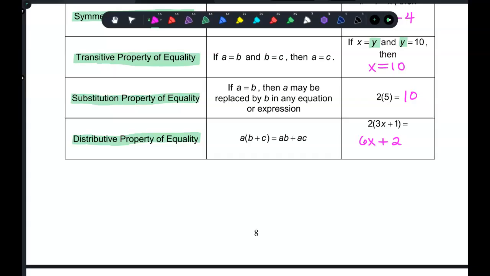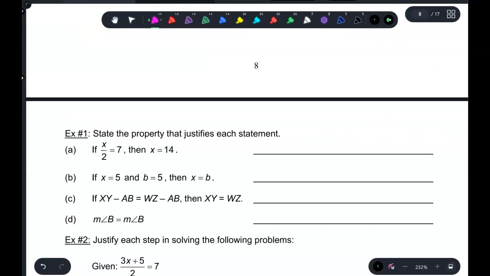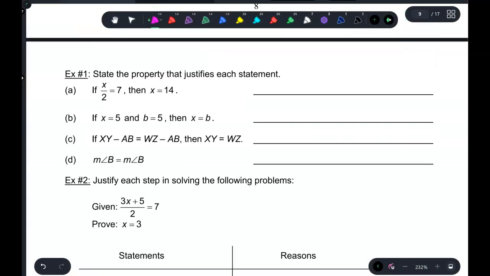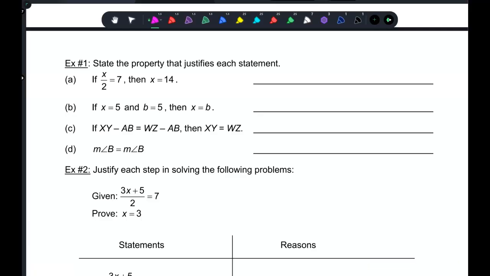All right. Good. So hopefully most of the new ones would be your reflexive, symmetric, transitive, and maybe substitution. The rest of them should look familiar from Algebra 1. So these are what we're going to have tomorrow. I'll have a couple of statements, and then you'll see I'll have an algebra proof. So we want to state the property that justifies each statement. All you need to do is ask yourself, how do we get from the hypothesis of this conditional statement to the conclusion? If x over 2 equals 7, then x equals 14.